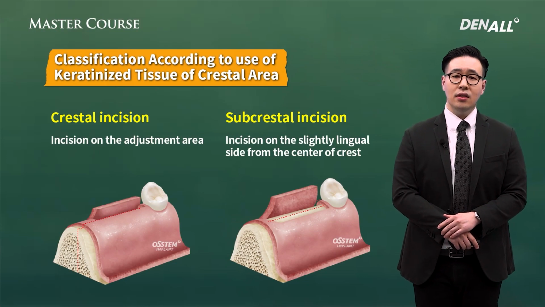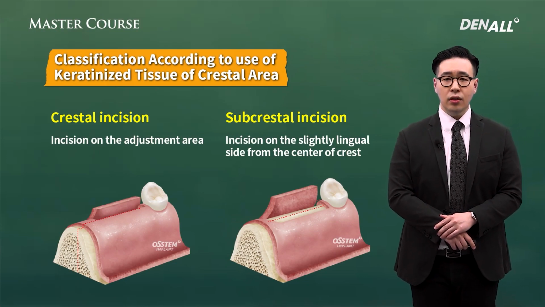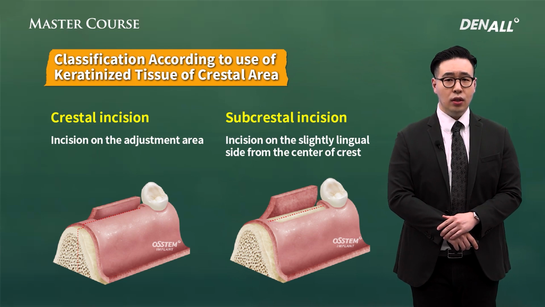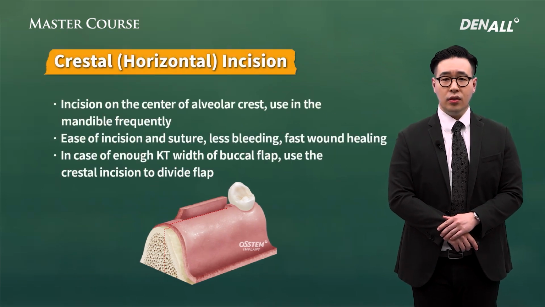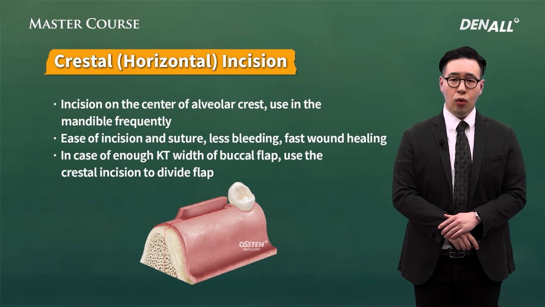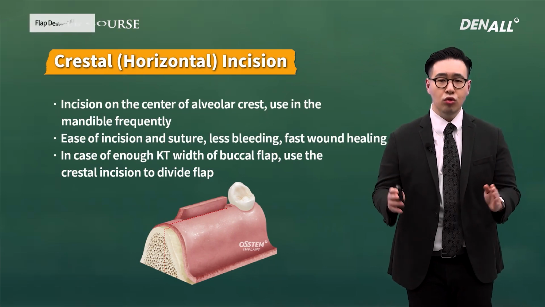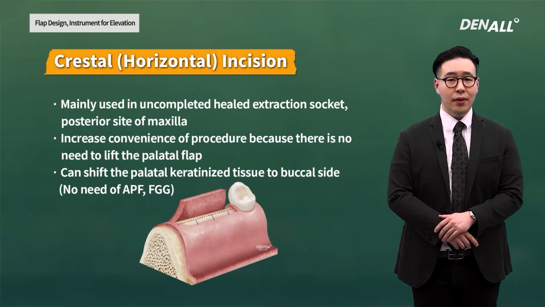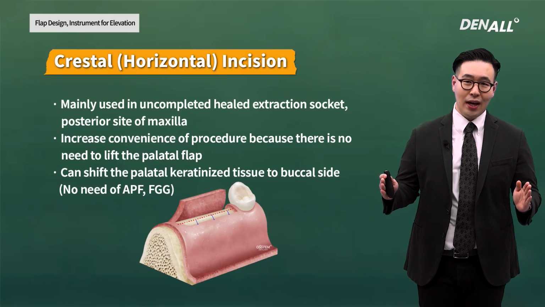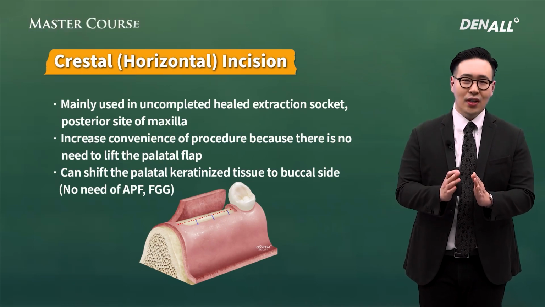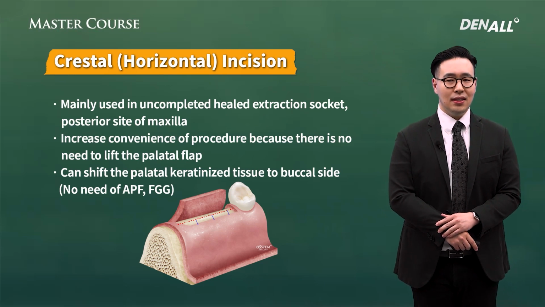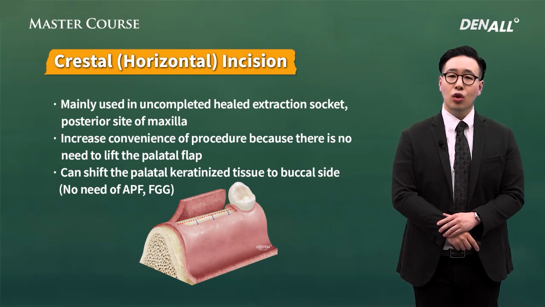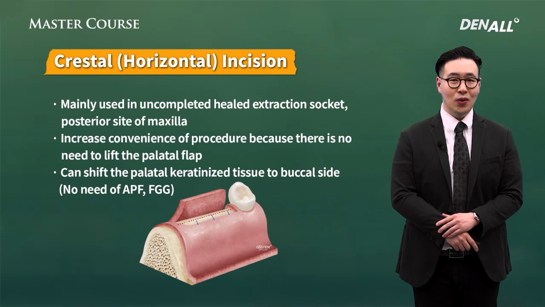The horizontal incision made on the center of alveolar crest is called crestal incision, and if it goes slightly lingual or buccal, the incision is called subcrestal incision. Crestal incision is made when there is sufficient bone width and sufficient keratinized tissue. It is made centered on the alveolar crest. However, more often than not, we come across narrow bone width and not fully healed extraction sockets. And we have to pay more attention to where you make the incision.